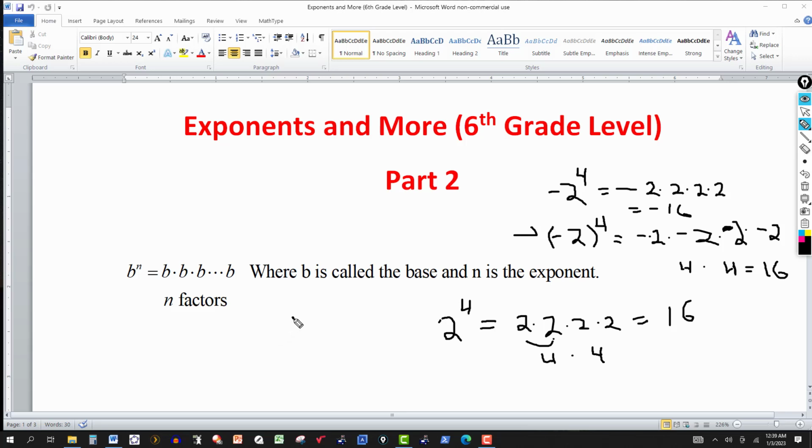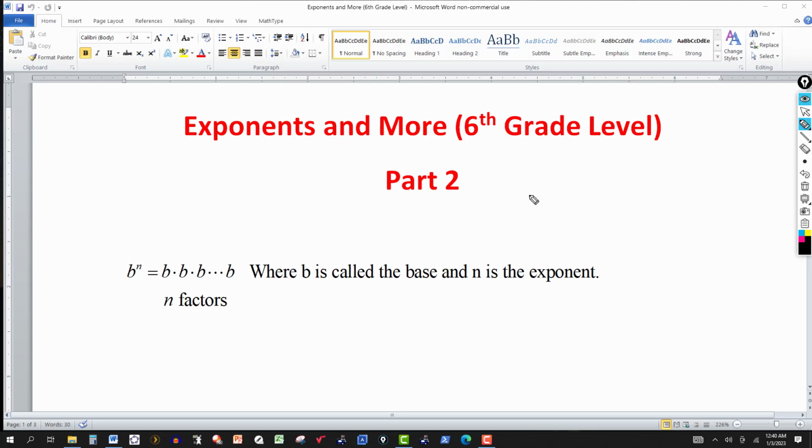Now, if you have something like this, 2 squared, or this, there's no difference there because we don't have any negative. So 2 squared is 2 times 2. That's still going to be 4. Put a 2 on this one. Because there's no negative in there, the base is still 2. So 2 times 2 is 4.